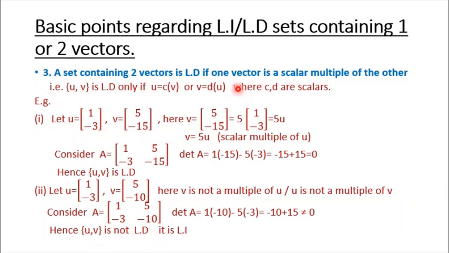So from this what can you say? If you just see two vectors in any set, if one is a multiple of the other, then they are linearly dependent. If one is not a multiple of the other, then they are linearly independent.